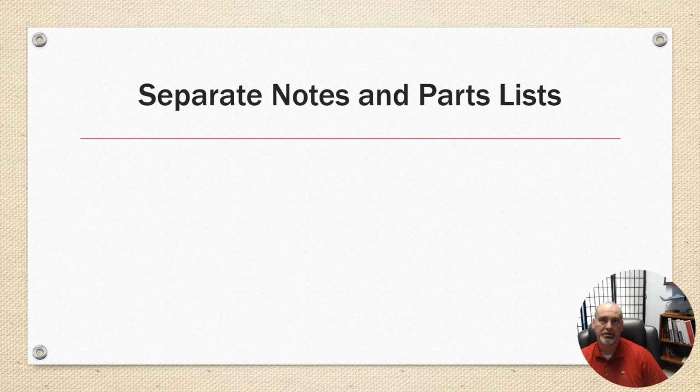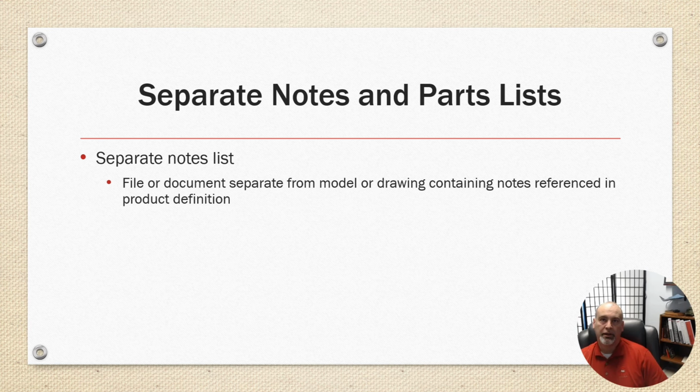Separate notes and parts lists. Separate notes and parts lists tend to be in very complex products, aircraft, that kind of thing, vehicles. With separate notes lists, you might have a bunch of numbers or symbols on the drawing, and then it refers to a separate document for what those notes are. It could be a file or document separate from the model or drawing containing notes referenced in the product definition. So the product definition has to call out where that note document is.